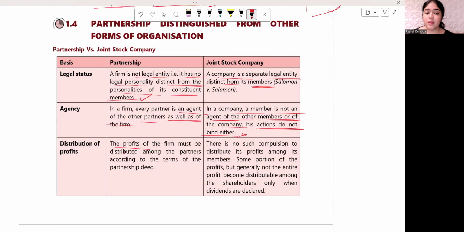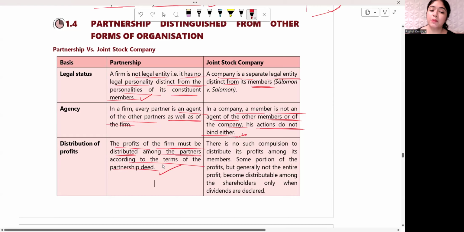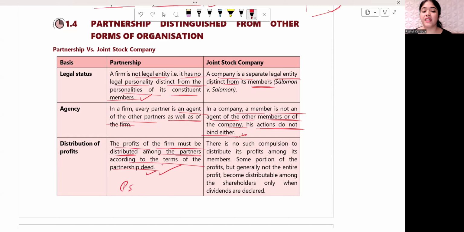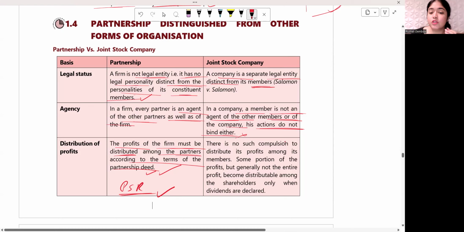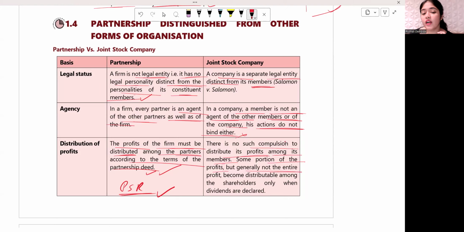Distribution of profit. The profits of the firm must be distributed among the partners according to the terms of the partnership deed. We have to distribute the profits as per the partnership deed PSR ratio that they have mentioned. But in the company, if you have the profits, if you have enough money, then you give it to shareholders. You don't have to compulsorily distribute. There is no such compulsion to distribute its profit among its members. Some portion of profits, but generally not the entire profit, become distributable. This is dividend. You have heard this word dividend?